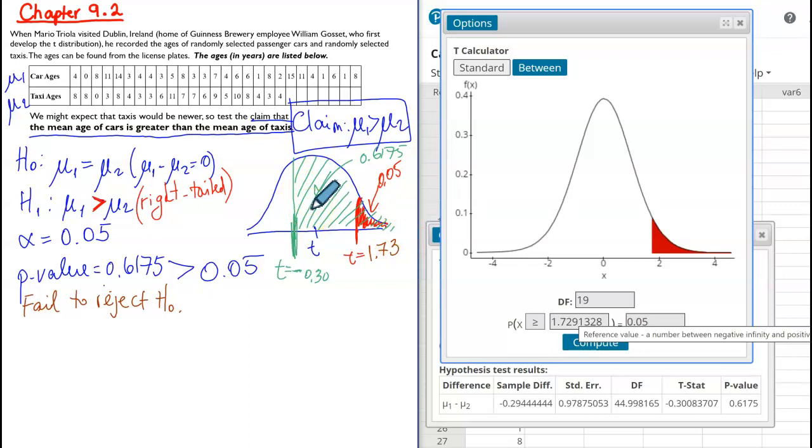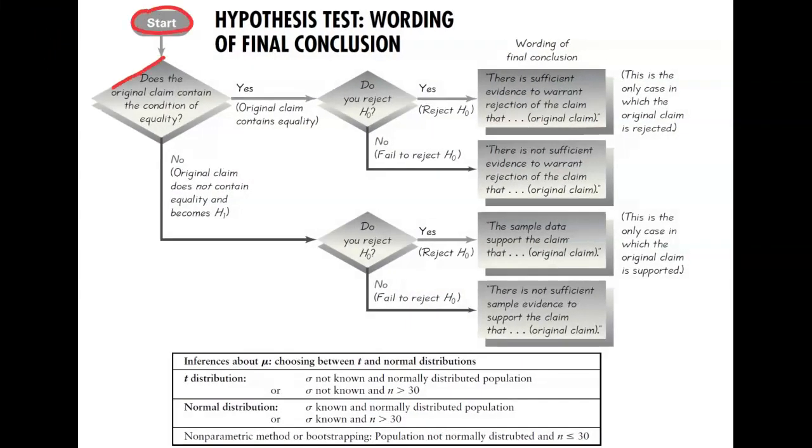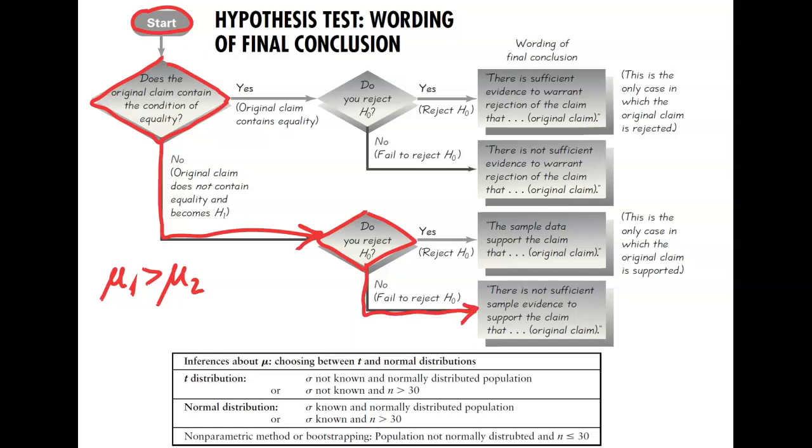Let's use the table to formulate the final conclusion. We start with answering the question, does the original claim contain the condition of equality? Our original claim was mu1 greater than mu2. So no, original claim does not contain equality and becomes an alternative hypothesis. Do you reject null hypothesis? No, we fail to reject null hypothesis. This is our conclusion. There is not sufficient sample evidence to support the claim that mu1 is greater than mu2.